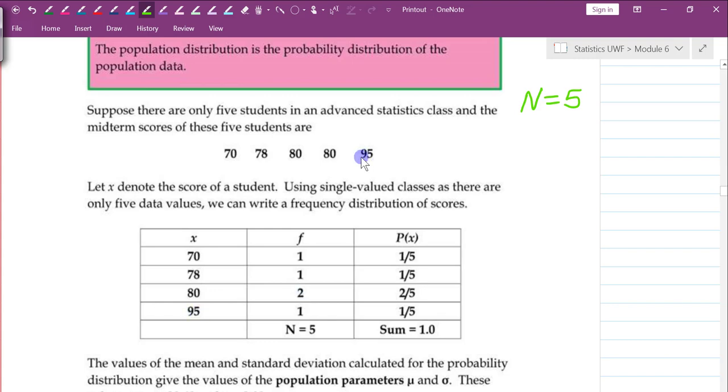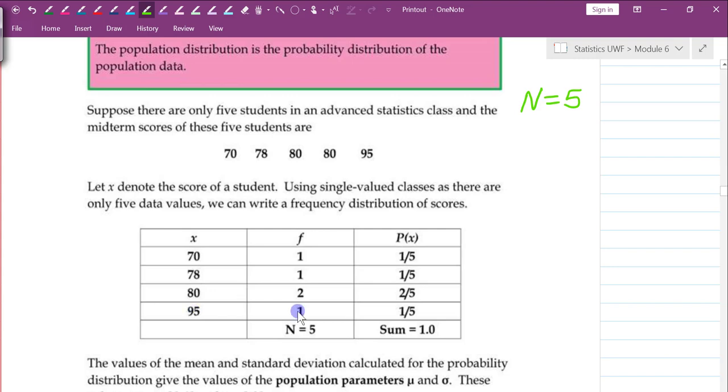The probability of each one of these events happening, what's the probability of getting a 70? Well, I have 5 total. One time did it occur, so it's 1/5. What's the probability of X equaling 78? Of a student scoring a 78, I only had that occur one time out of 5, so it's 1/5. What's the probability that a student got an 80? Well, we had 2 students get an 80, so the probability of scoring an 80 is 2/5. What's the probability of scoring a 95? We only had 1 student, so the probability of scoring a 95 is only 1/5.